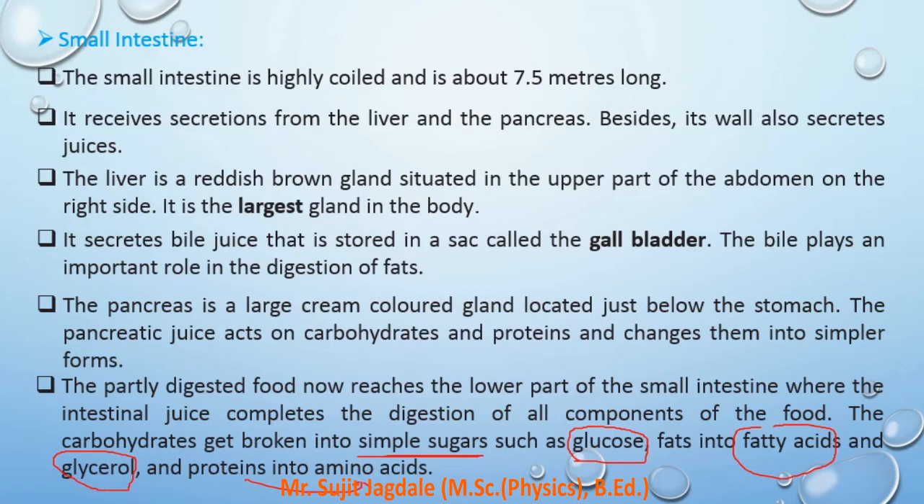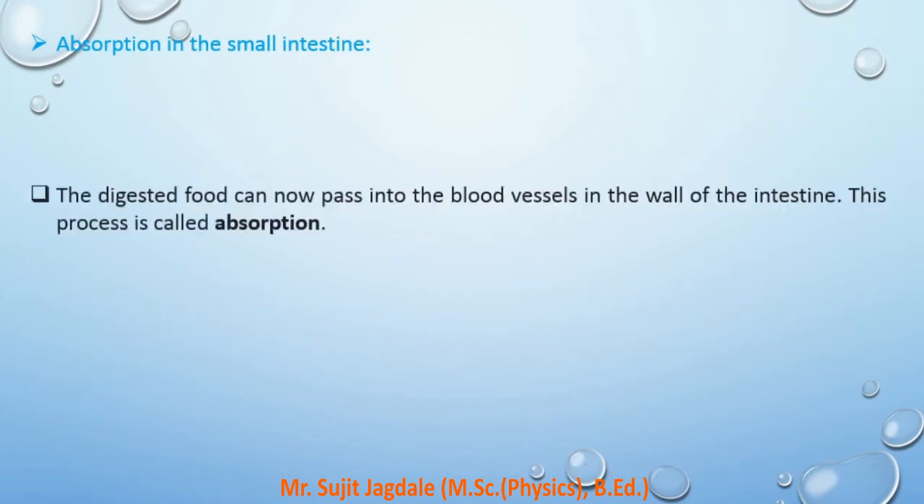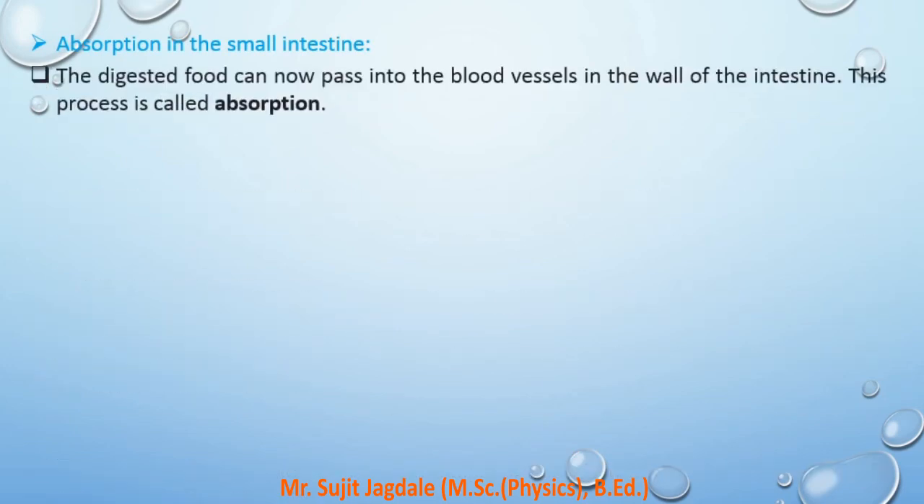Okay, now the food which is undigested. Now here, how are these food particles absorbed by the small intestine? The digested food can now pass into the blood vessels in the wall of the intestine, and this process is referred to as absorption. That means food is absorbed and passed into the blood vessels.